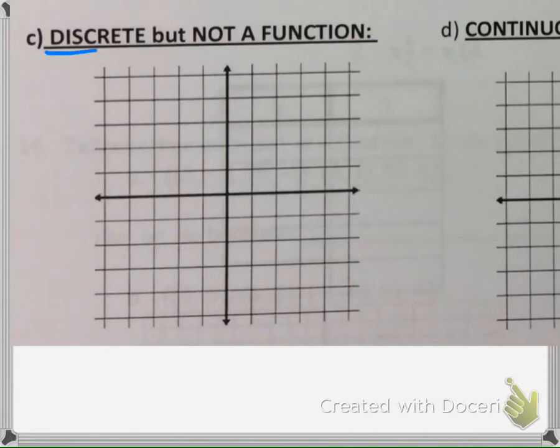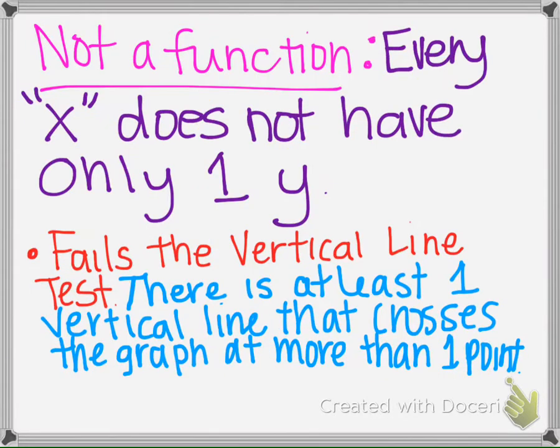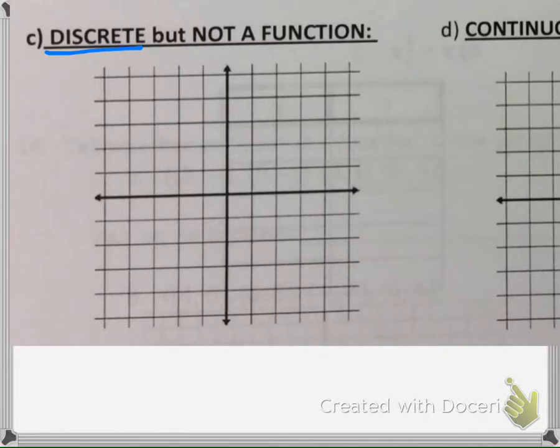Let's also make sure we know what discrete means. Discrete, to review that, means the points are not connected. So we have to create a graph where the points aren't connected and every x does not have only one y. So, for example, that would be an example of discrete.